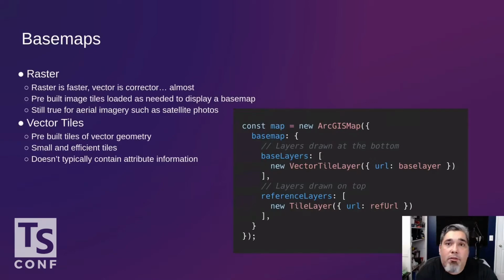So basemaps. I want to talk a little bit about basemaps here. We have typically two types of basemaps you would use. Raster, which is going to be, I think I mentioned before, like satellite imagery. There's an old saying, raster is faster, but vector is corrector. And this is true if you used to cook up base maps of, say, parcels. They look great at a certain scale, but when you zoom in, you start to see a little bit of fuzzing around the edges, a little bit of pixelation happening, depending how many tiles you cooked.